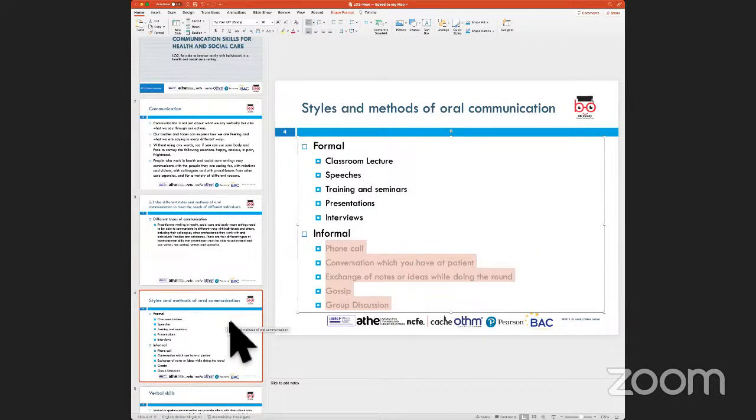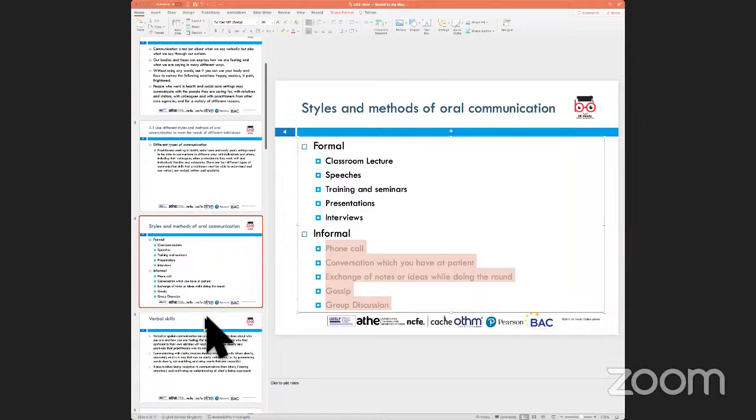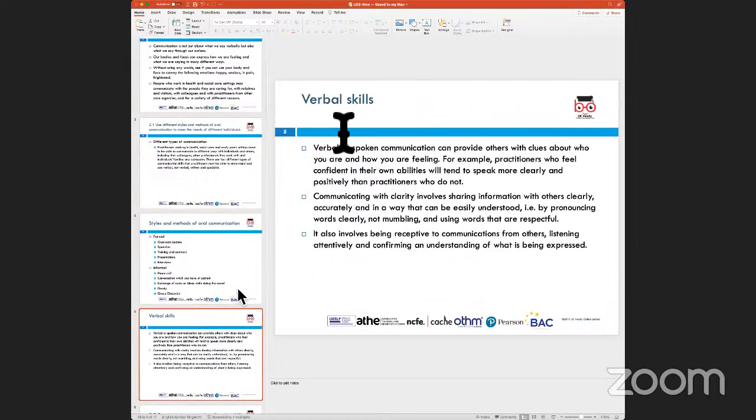Now, if I look at the different types of communication, and discuss this in a bit more detail in terms of coverage, what we would want to look at in particular is what skills are required when we do oral communication or verbal communication.